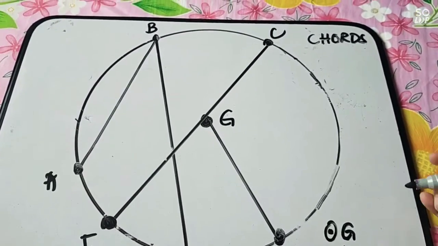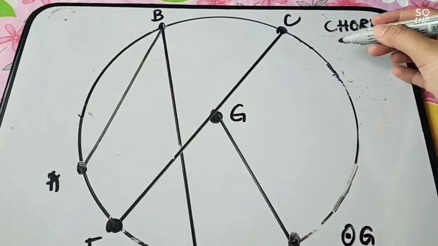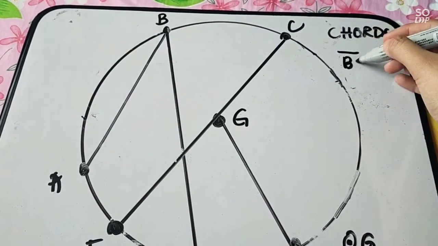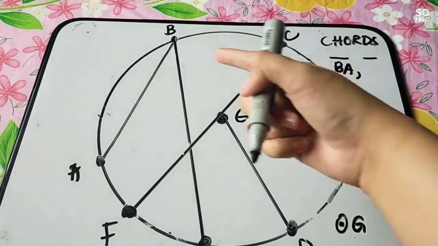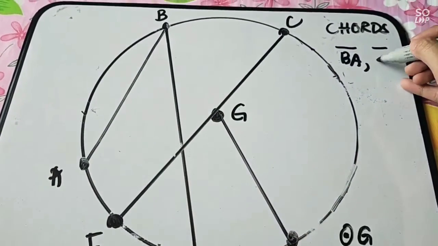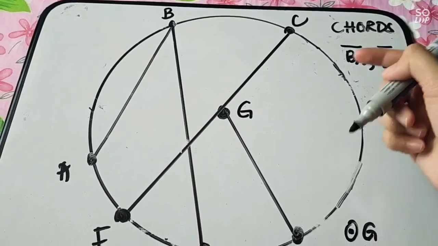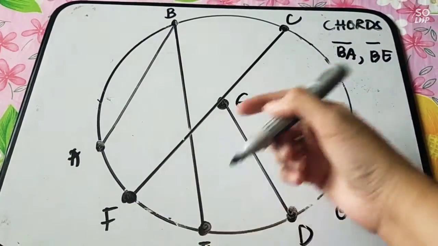Now, let's name the chords. We have line segment BA. Next, we have segment BE. And then, we have a segment CF.